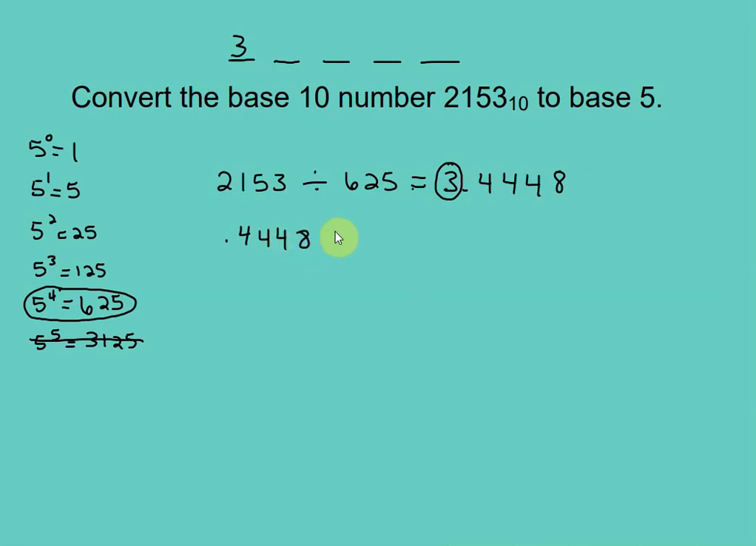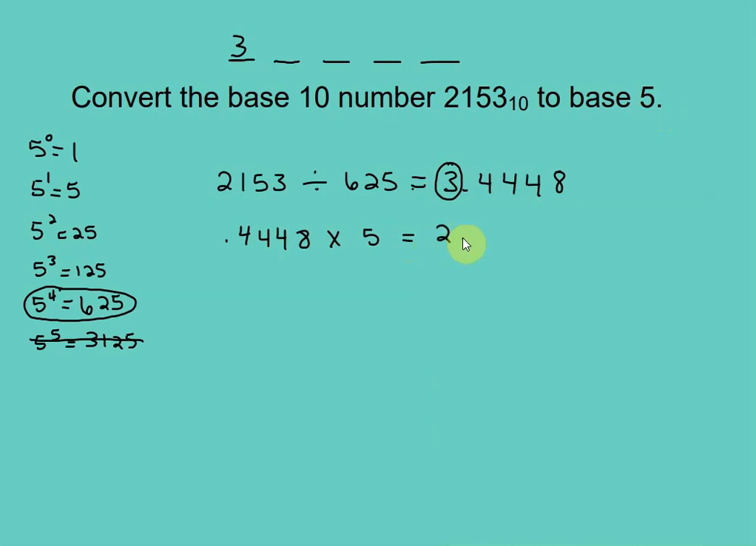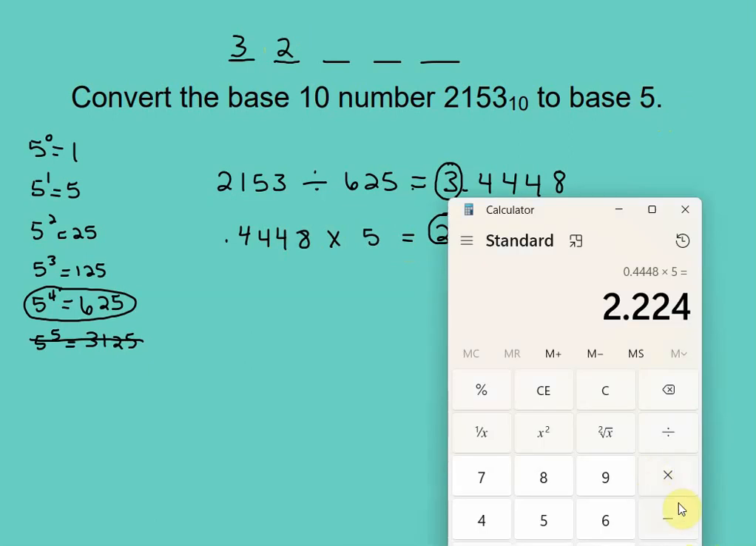And so my next step is to multiply. Now I'm going to multiply by whatever base I'm converting to. I'm converting to base 5, so I'm going to multiply times 5. Okay, back to my calculator, times 5, and I get 2.224. Once again, the number to the left of my decimal is my next digit in my answer. I'm going to subtract that whole number, subtract 2. So now I have 0.224.